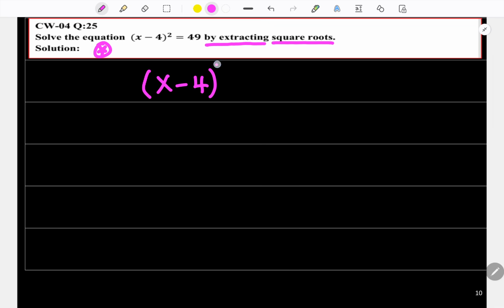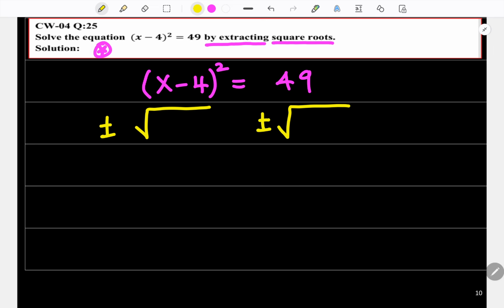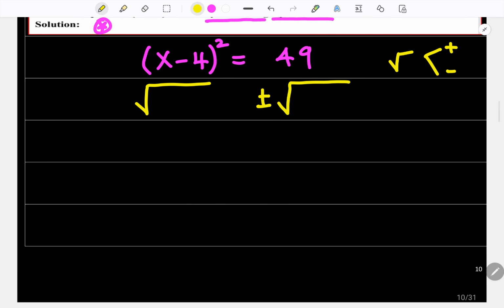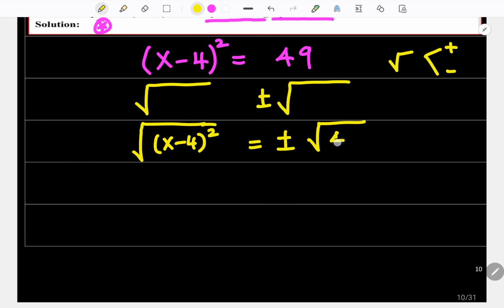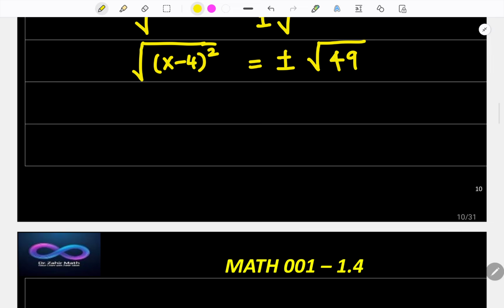x minus 4 the whole square is equal to 49. So take square roots on both sides. When you're taking square roots on both sides, don't forget to put plus or minus on one side only. If you put it on both sides, it will get cancelled. So do it on one side, because a square root consists of plus and minus values. Right. So the square root of x minus 4 the whole square is equal to plus or minus the square root of 49.